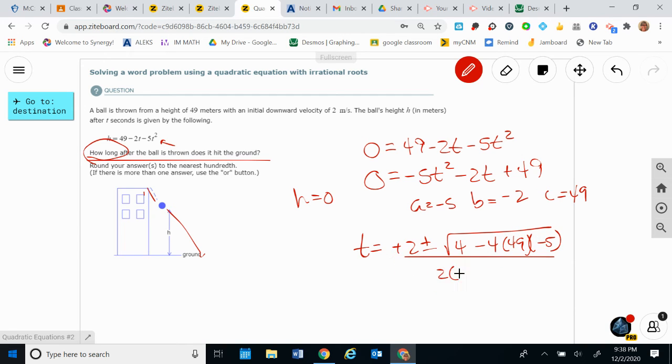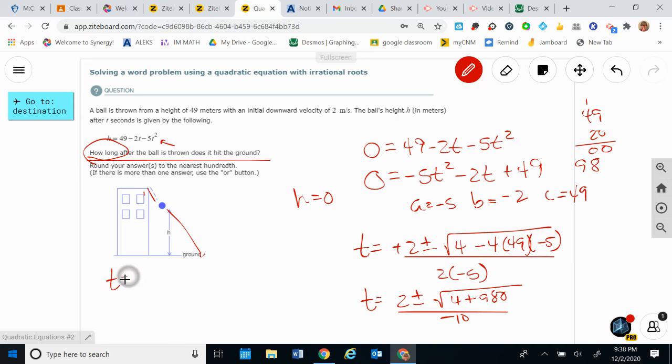all over 2a. Okay, so we get t is equal to 2 plus or minus the square root of 4 plus 20 times 49. Holy cow, I don't know what that is. 980, so 984 all over -10. Okay, so let's separate this. T is equal to 2 plus the square root of 984 over -10.